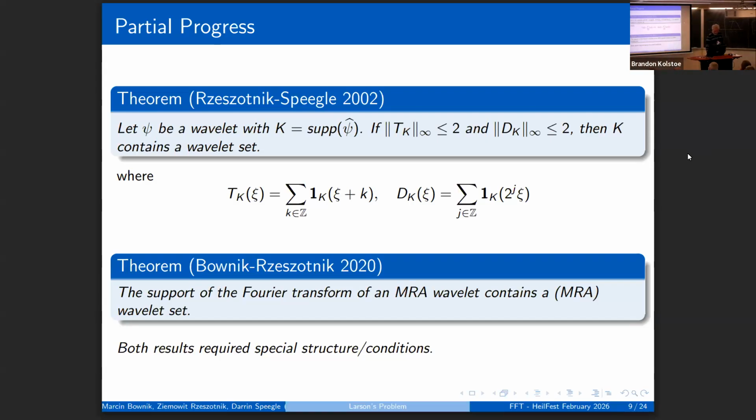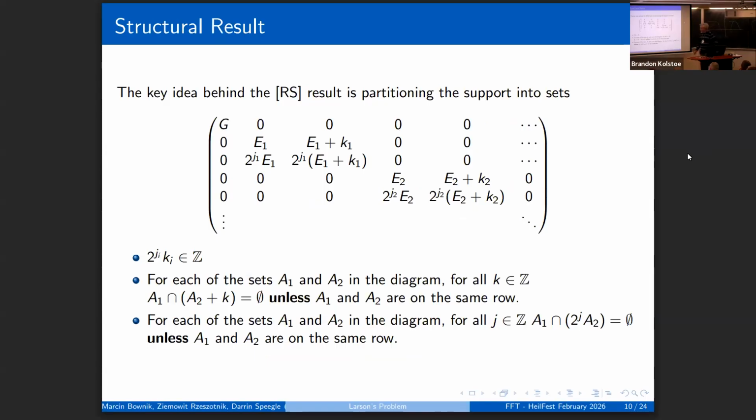Okay. So I'm going to talk a little bit more about the result that Joma and I had. The way we proved it is we partitioned the support of the wavelet into these sets. We have a set that has nothing else, okay? And then we have these blocks here. The way to read this diagram is that anything on the same row is equivalent via translations. Anything on the same column is equivalent via dilations, and nothing else is. There are no other ways around it.